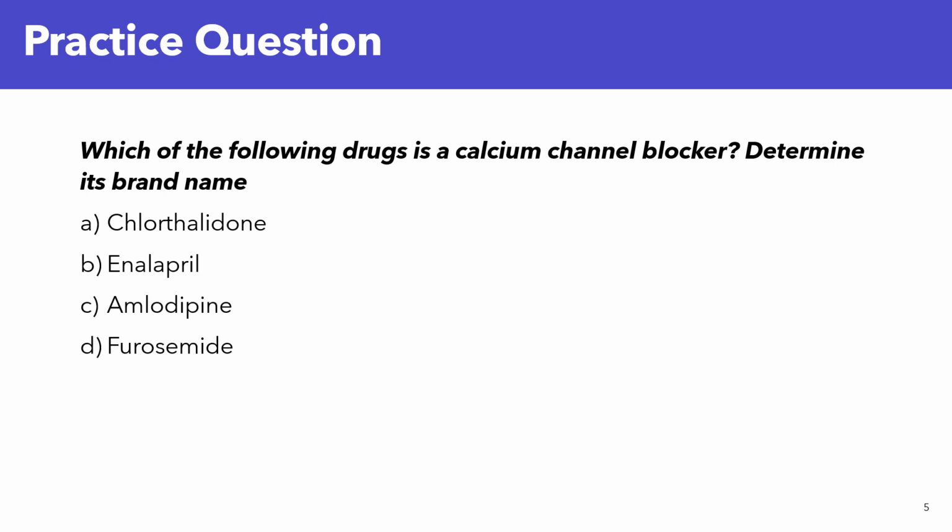Let's look at this practice question together. Which of the following drugs is a calcium channel blocker? Determine its brand name. A. Chlorthalidone, B. Enalapril, C. Amlodipine, D. Furosemide. I'll give you 5 seconds to write your answer in the comments below. What do you think the answer is? Is it A, B, C, or D? And whichever answer you choose, write the brand name in the comments as well.